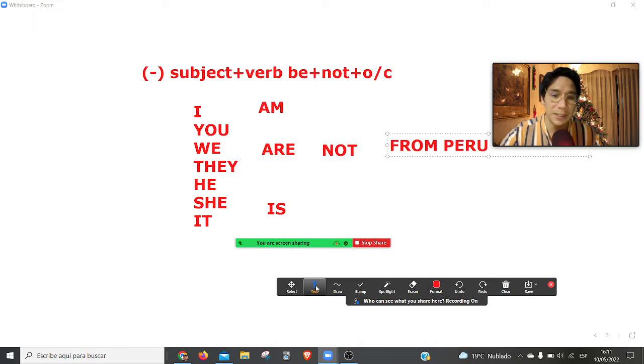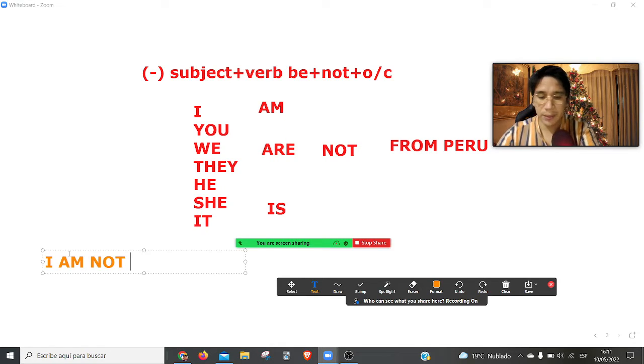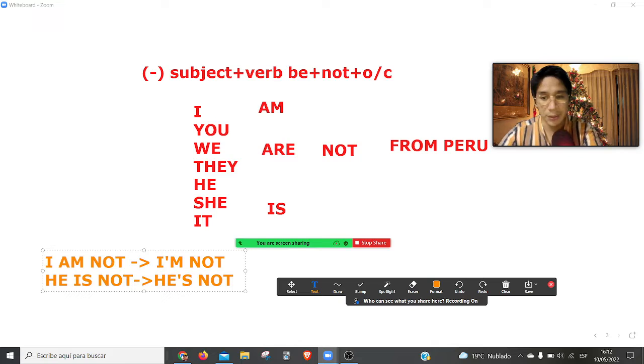Del mismo modo tenemos contracciones. Tenemos contractions, ¿ok? For example, tengo I am not. La contracción del I am not, la única contracción que puede tener esto es la siguiente. I'm not. No existe otro más. No existe la unión del am con el not. Veamos lo siguiente. He is not tiene dos formas. Puede ser he's not, la contracción del he con el is, o también puede ser la contracción del is con el not. He isn't.